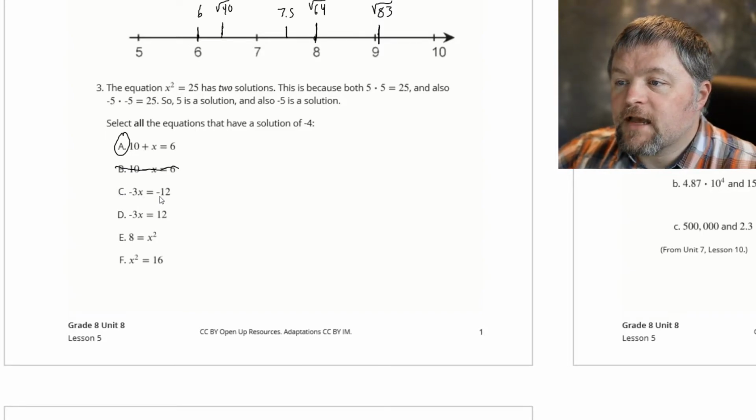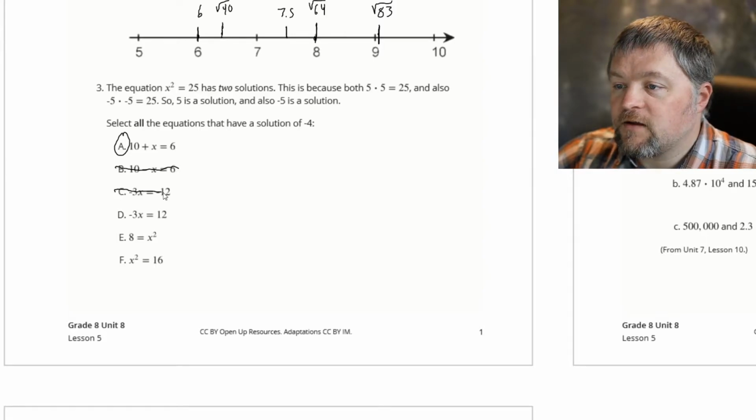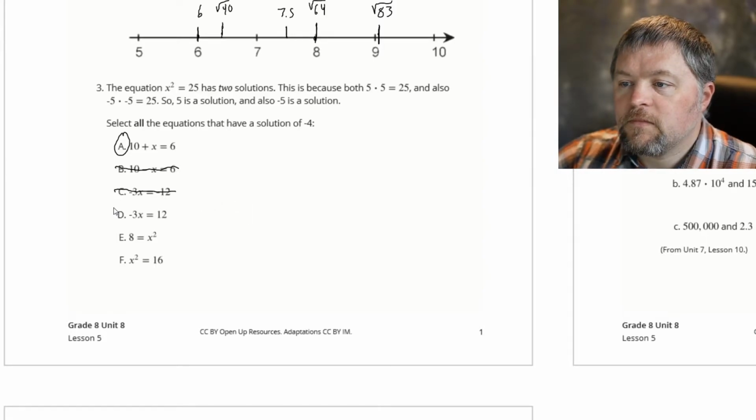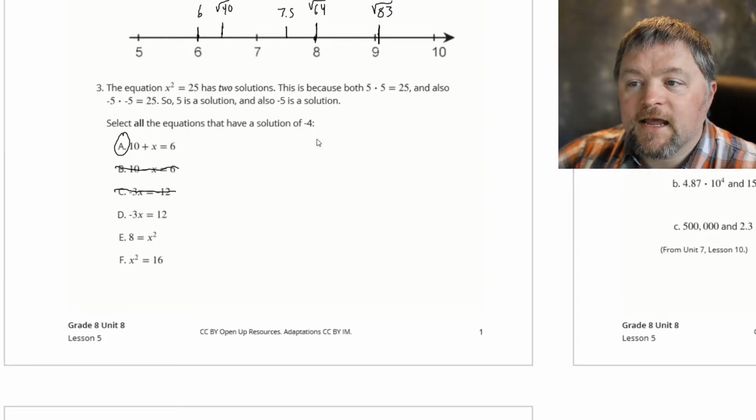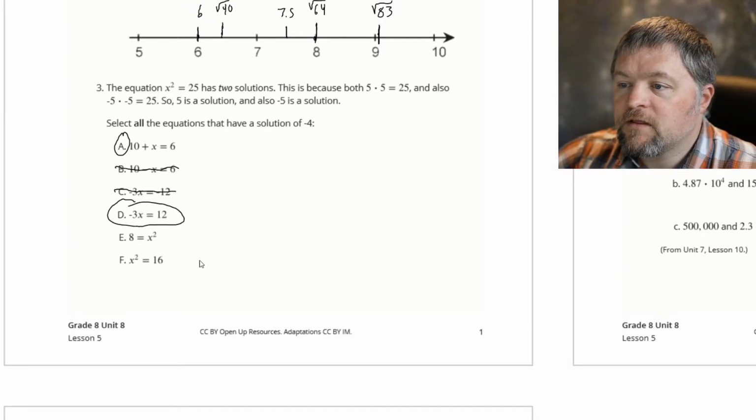Negative 3x equals negative 12. So if we substitute in negative 4, negative 3 times negative 4, a negative times a negative is a positive, that would give us positive 12. D, negative 3x equals 12. Negative 3 times negative 4 equals positive 12. That works.